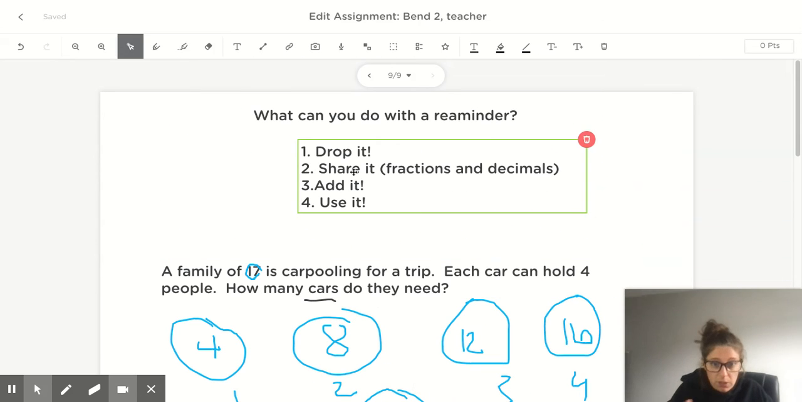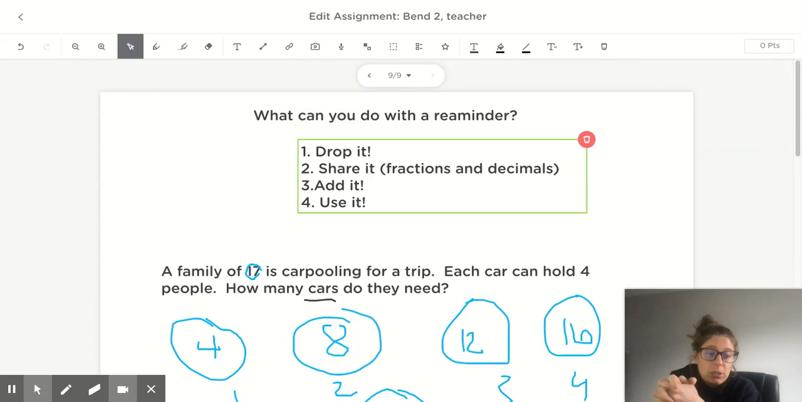So to review, we can drop the remainder, like in the balloon situation when we just didn't need that balloon. We can share it, like with money or with cookies, when we could actually break it up because we do want to use that remainder. We just want to use pieces of it. We can add to it, like in the car situation, because we can't break up a car and we can't just leave that person behind. We need to add a whole extra car.